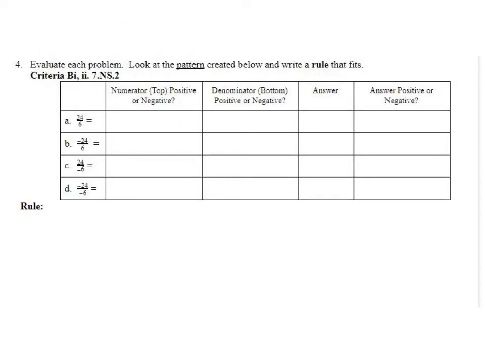So looking at this question, it asks us to evaluate each problem. So these are our different problems. Then look at the pattern that's inside here and create it below, and then write a rule. So I'm going to go ahead and fill out this table, and then I'll talk about it. So let's look at this first line. It's asking what's the numerator, or the top number. Is it positive or negative? Well, it's positive. And my denominator is positive. So 24 divided by 6, what is the answer? 4. And then I get a positive answer.